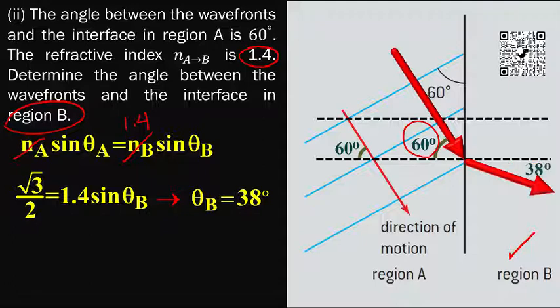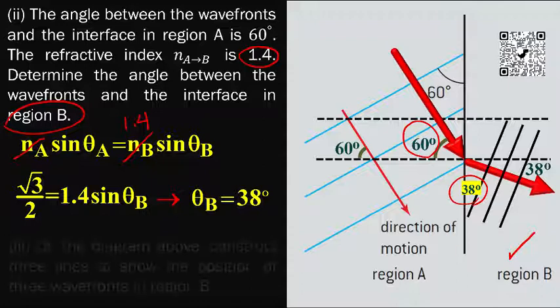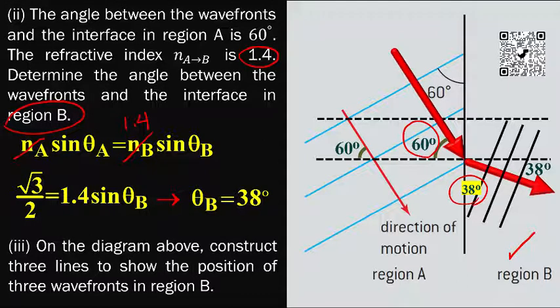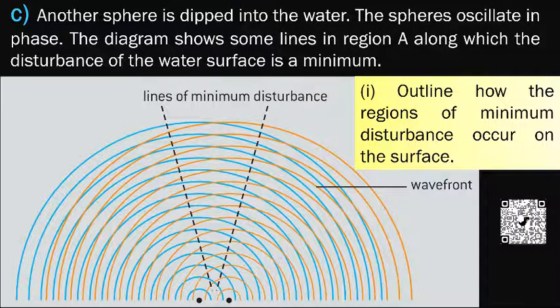I put 38 degrees here, and I can draw some wavefronts, and it is easily seen that they will make the same angle, 38 degrees, with the interface. You can prove it easily. Part iii. On the diagram above, construct 3 lines to show the position of 3 wavefronts in region B. I draw them. Okay. Part C.